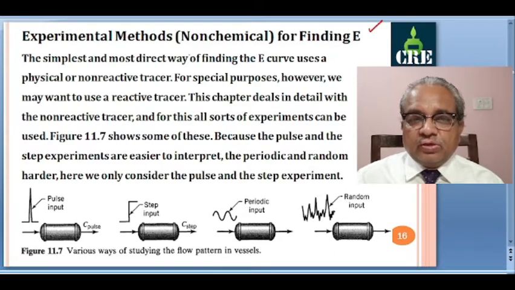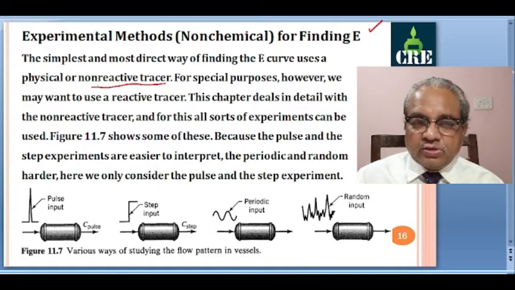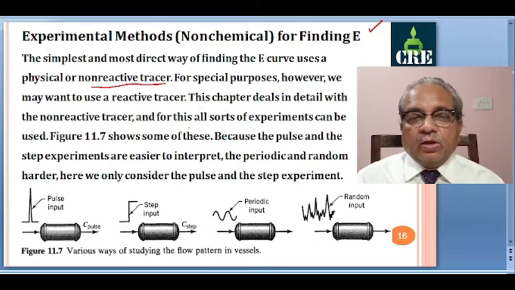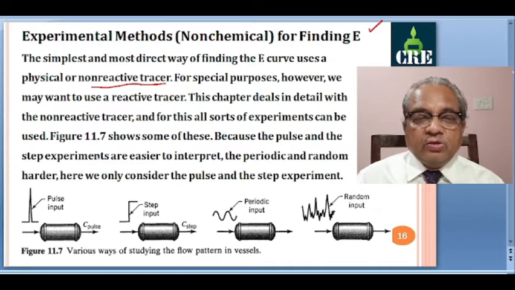So there are methods which are non-chemical, non-reactive. The simplest and most direct way of finding E curves uses a physical or non-reactive tracer. For special purposes, however, we may want to use a reactive tracer. In some cases, a reactive tracer can also be used. We will study these non-reactive tracer techniques. Here, we will deal with non-reactive tracers, and for all sorts of experiments, it can be used.